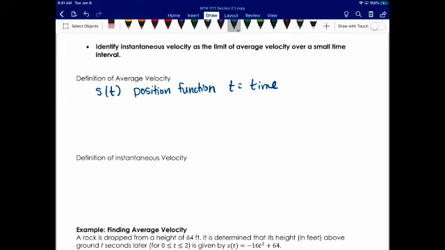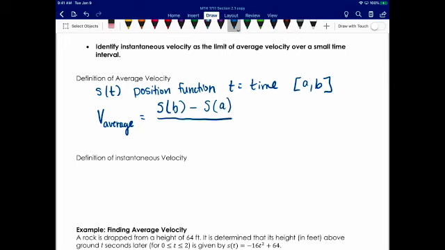then your average velocity over a time frame, let's call it between a and b, V sub average, you're going to take the corresponding position value when you plug b into your position function and subtract the corresponding position value for your a value, and then divide by the difference in your time.